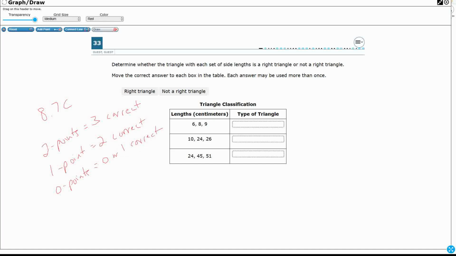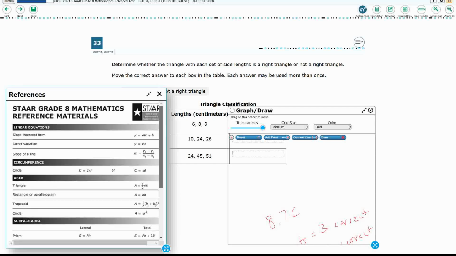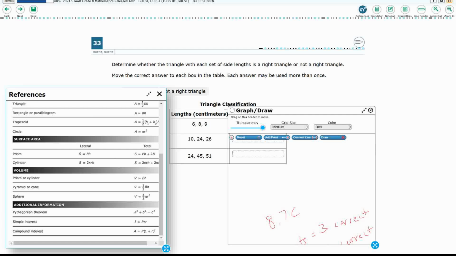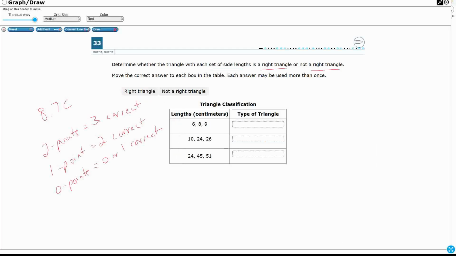So we need to simply decide whether each triangle with set of side lengths is a right triangle or not a right triangle. And so obviously one answer is going to be used more than once because there's 2 possible answers. It is either is a right triangle or not a right triangle. And there's 3 answer selections. And what we need to use here when we think right triangle in 8th grade, we always need to go to the Pythagorean theorem. A squared plus b squared equals c squared. So let me draw us a sample right triangle here so we can visually have something to look at.